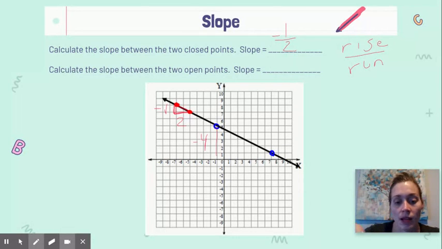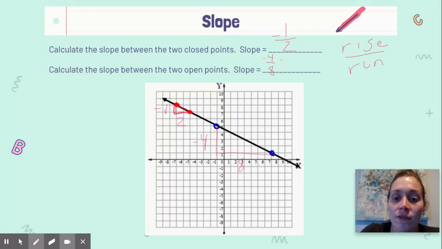And then we run. So we're going to then draw our right triangle running over to the next blue open circle and count how many units we ran. In this case, 1, 2, 3, 4, 5, 6, 7, 8. So we're going to label our run as 8. So now we have our rise, -4, over our run, 8. And so my slope here is -4/8, which we can simplify.